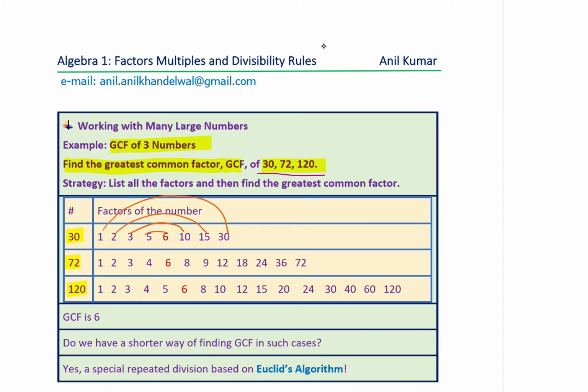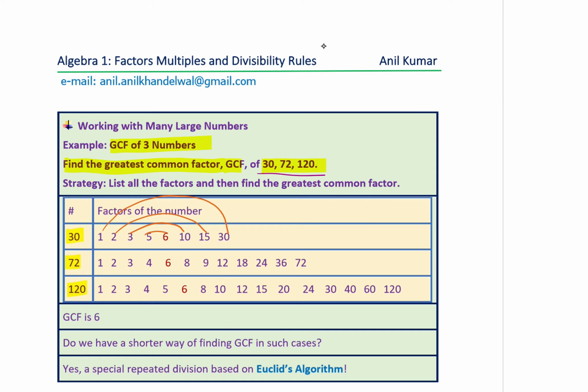So that is something very important. So we will see how by division we can find the greatest common factor rather than multiplication or factors. Do you see that's a twist to our strategy? But an interesting one. Are you all excited about it? Okay. So again, the same question, which is how do we find the greatest common factor of 30, 72, and 120?